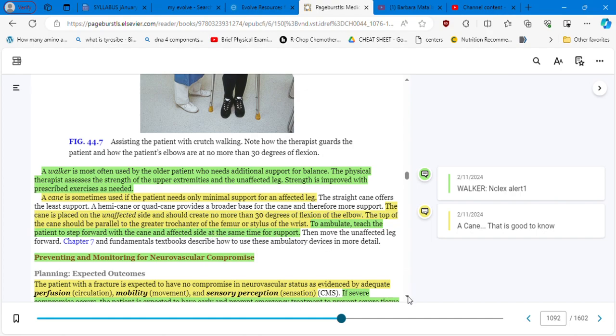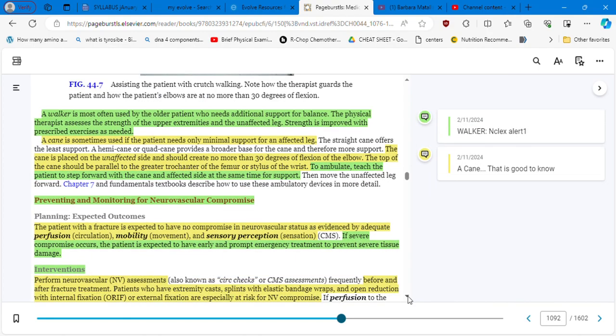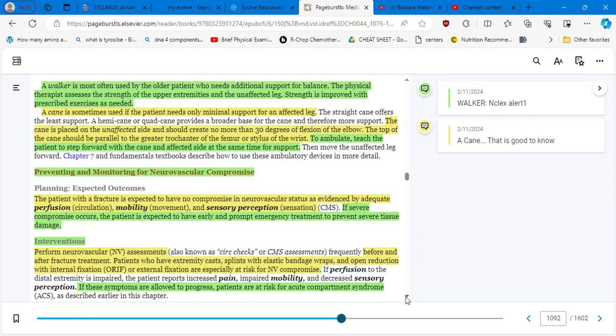That's the most important. So you place the cane on the unaffected side, and then to ambulate, teach the patient to step forward with the cane and affected side at the same time for support. That's the most important.